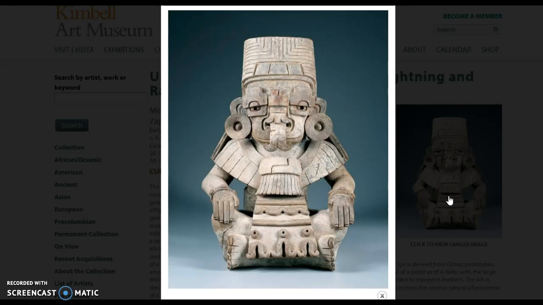And part of the culture was meant to worship gods. This urn represents the Kokio, the god of lightning and rain, and that's identified by the facial features. The tongue, right here, is a snake.